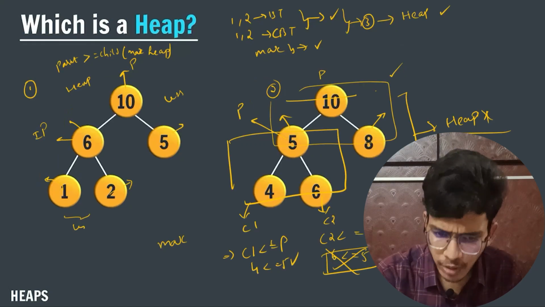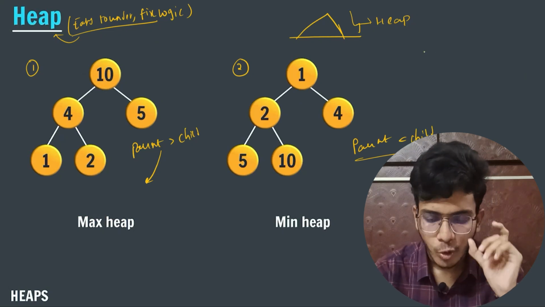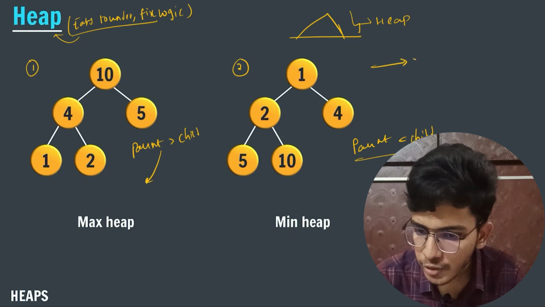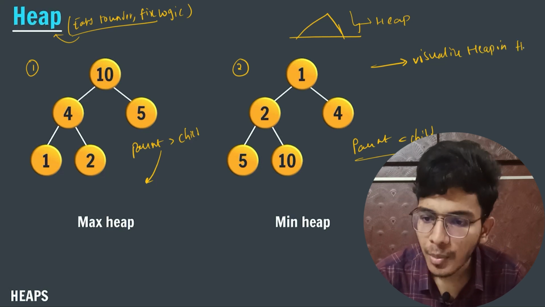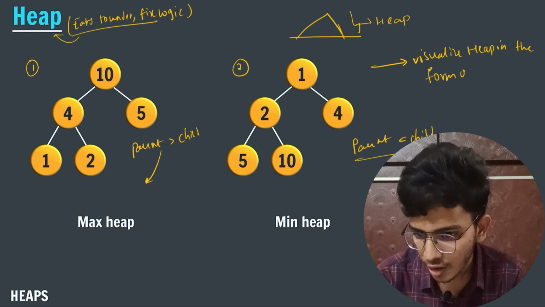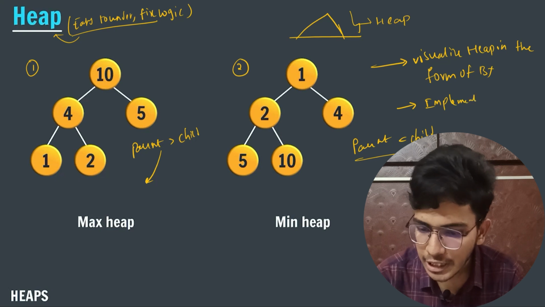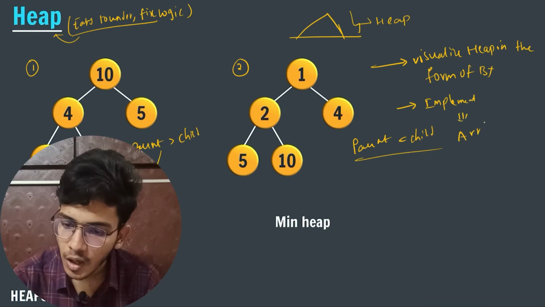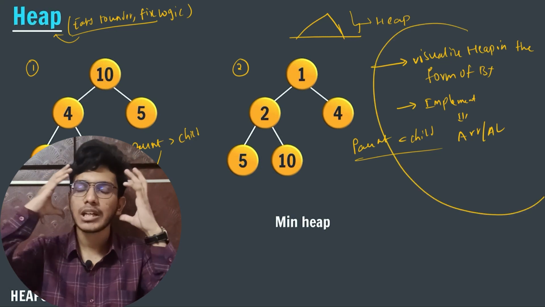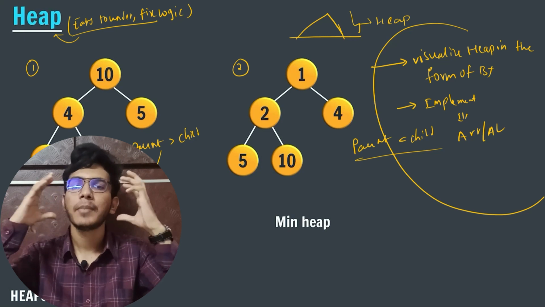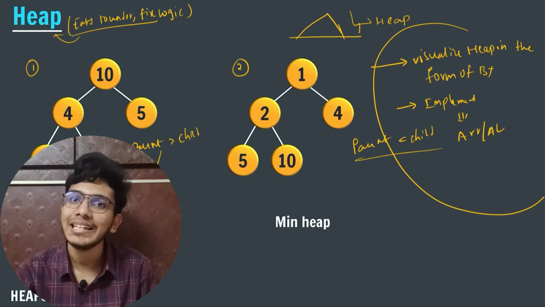Now, one more thing: let me go to the heap structure. You need to remember these lines. We visualize a heap in the form of a binary tree, and we implement a heap using arrays or an array list. This is the thing you need to remember. Whenever we are imagining a heap in our head, we think of it as a binary tree, and whenever we are implementing a heap in our code, we will use an array list.